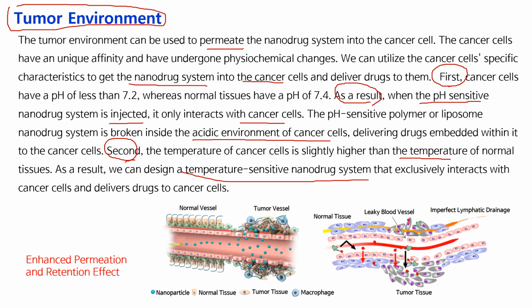As you can see here, the tumor vessel is leaky, so the nanodrug system can easily penetrate into the cancer tissues and remain there for a long time to deliver the drugs on its surface or inside it. The same figure also shows the imperfect lymphatic drainage.